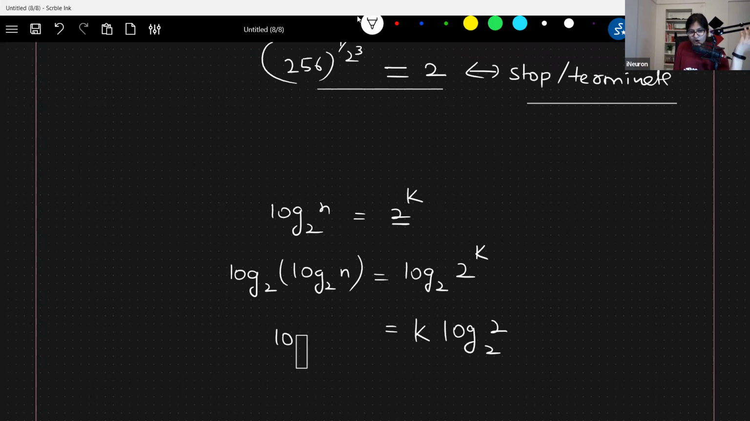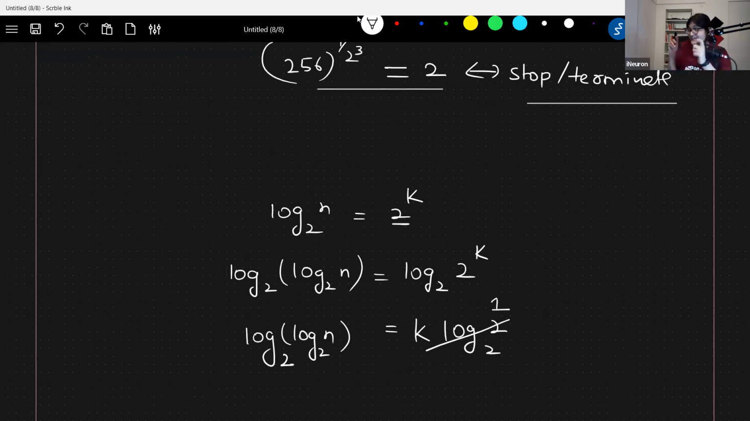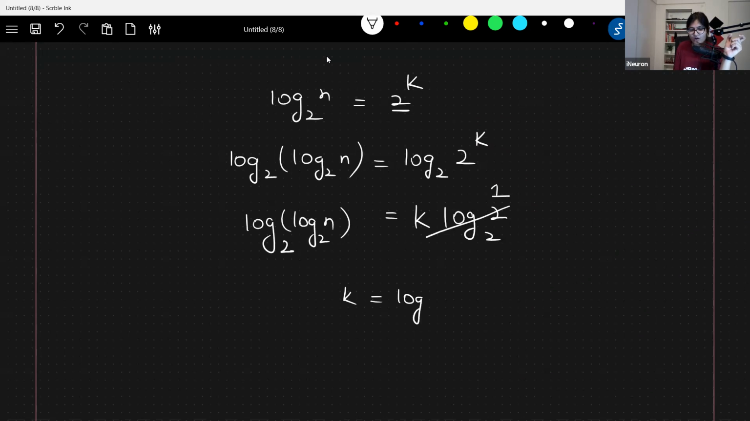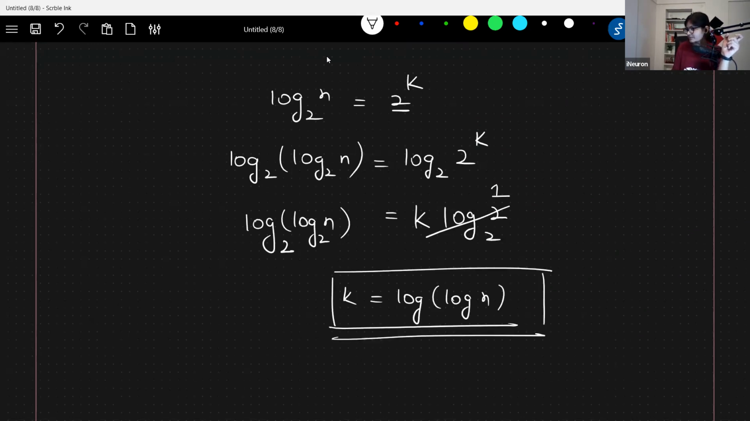And here we are having log of log of n. Now again, this value will become 1, because my overall objective is to find that value of k. And the value of k will become log of n, and that is what I want to find out. And that's the order of log of n as the time complexity. So it will be base 2.